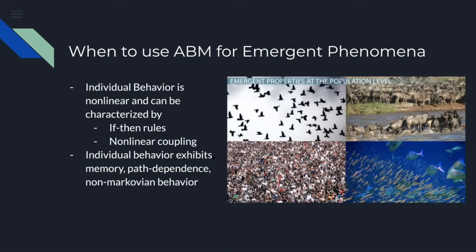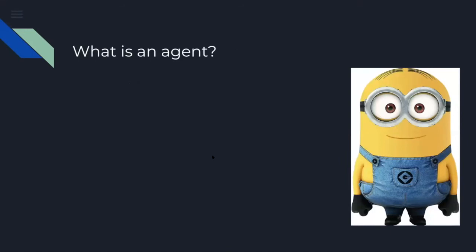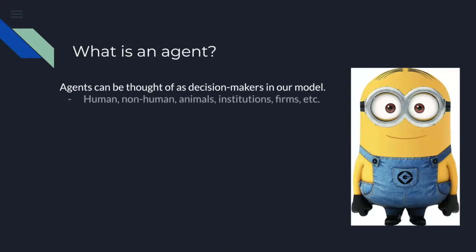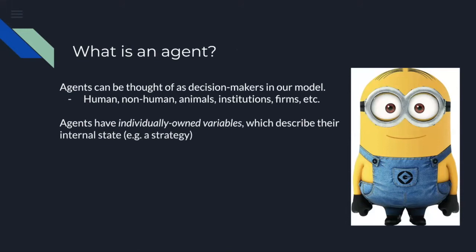Nice little picture. So what is an agent? With the minion. Agents can be thought of as decision makers in our model. They can represent humans, non-human animals, institutions, firms, etc. Essentially whatever you want it to be. Each agent has individually owned variables which describe their internal state. For example, say the agents were playing a game, this would be their strategy. What are they supposed to do in the environment that they live in?